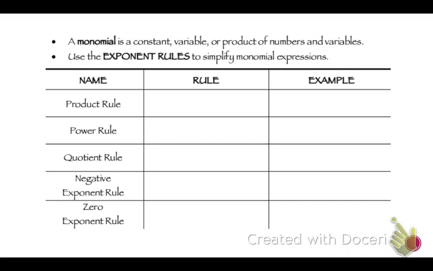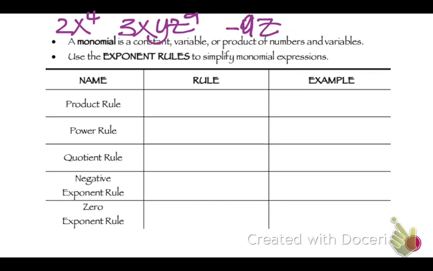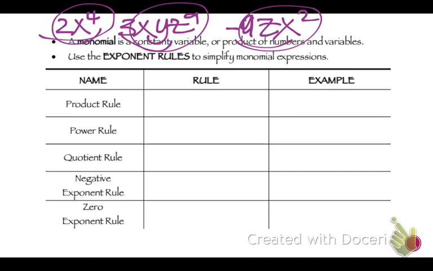So let's just look at these. I want to give you some examples of monomials. That would be like 2x to the 4th, or 3xyz to the 9th, or negative 9zx squared. Okay, those are all monomials because they're only one term. That's a monomial. That is a monomial. That one is a monomial.